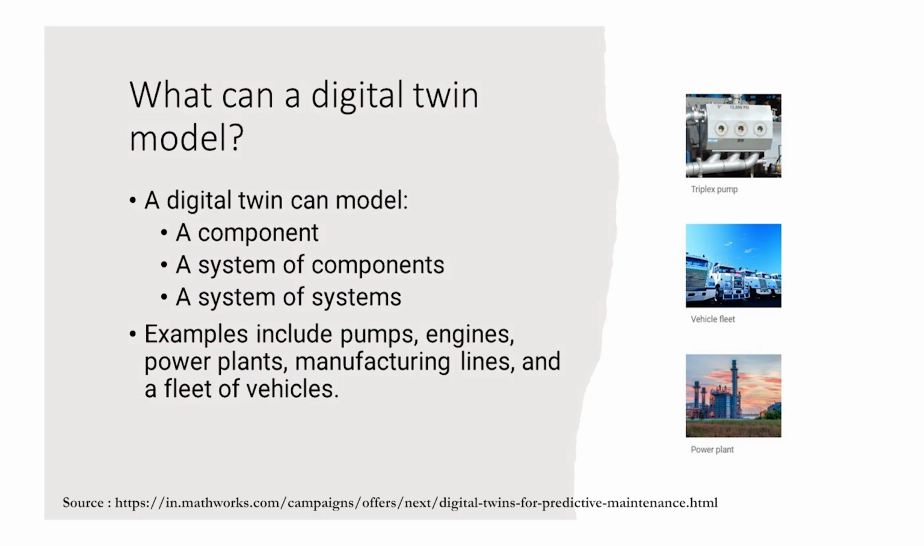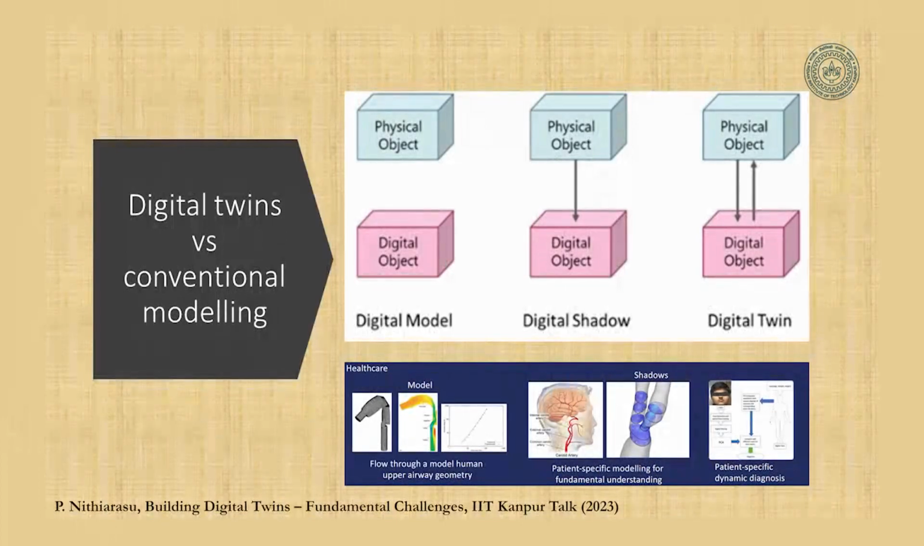So, a digital twin can create models of many different industrial applications. An example pump you can see here, a triplex pump. This is a fleet of vehicles and this is a power plant. So, a digital twin can model all of these. Although they can model all of them and create a copy, digital twins are different from conventional modeling.